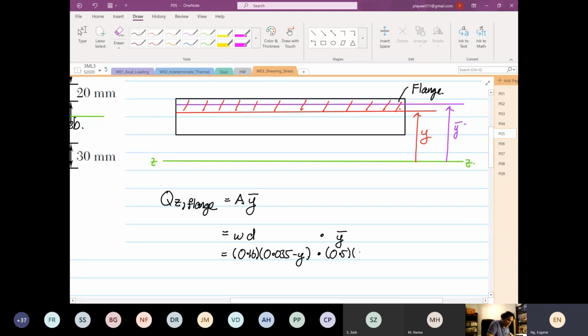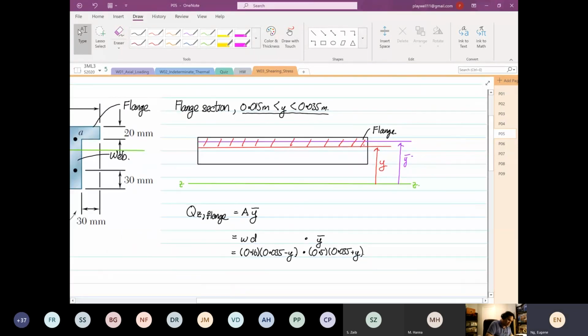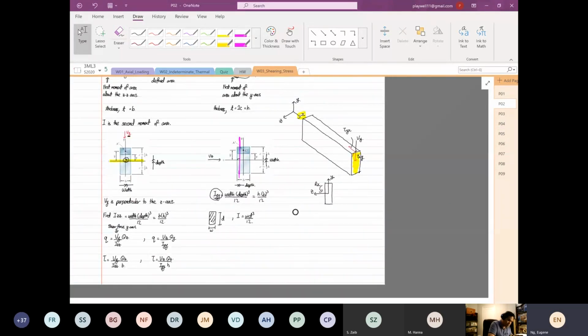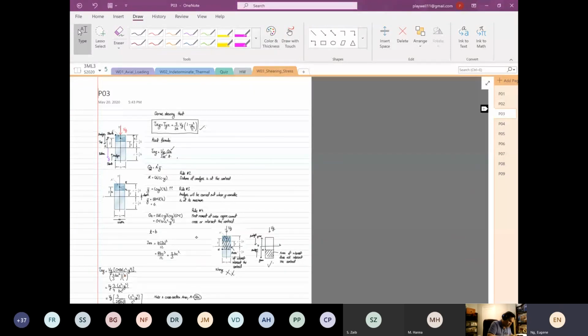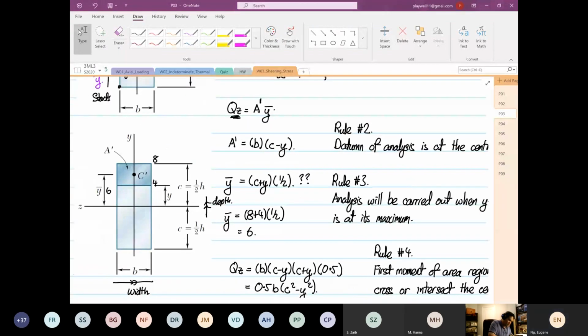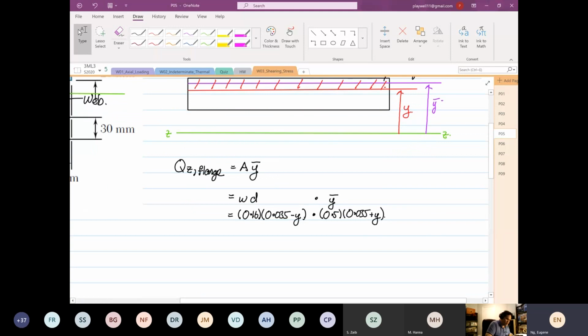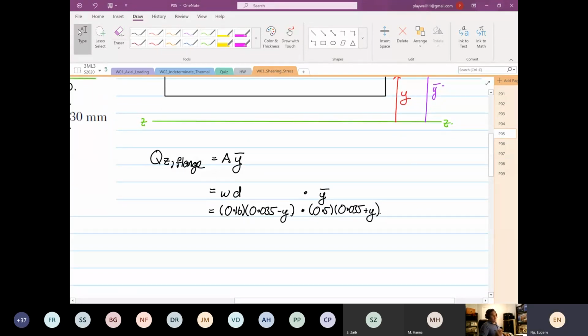So our y bar is equal to 0.5 multiplied by 0.035 plus y. Does this look familiar now? Yes or no? Remember we are deriving our first moment of area. When we were deriving this, what did we say? The area is c minus y. The y bar is c plus y multiplied by half. Exactly what we have done down here. The c for this case is equal to 0.035 minus y, and so on and so forth. Any questions so far?